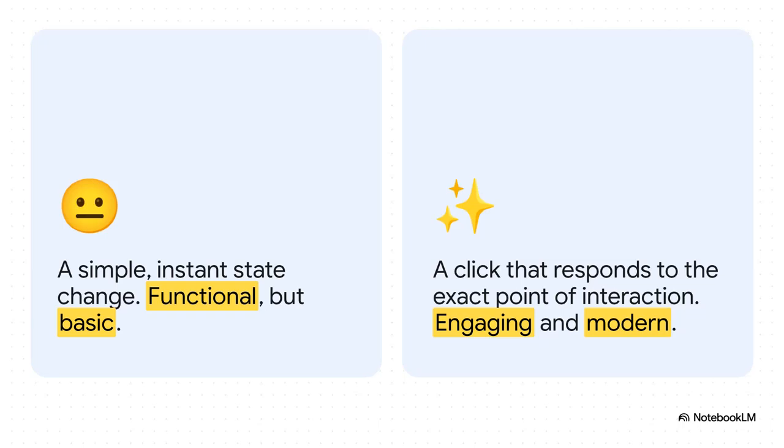I mean, just look at the difference. A normal click is fine. The button changes color, you know it worked, it's functional. But the dynamic ripple? That's different. It gives you this immediate, super precise feedback that says, hey, I felt you click right here. And that's really the difference between an app that just works and one that feels amazing to use.